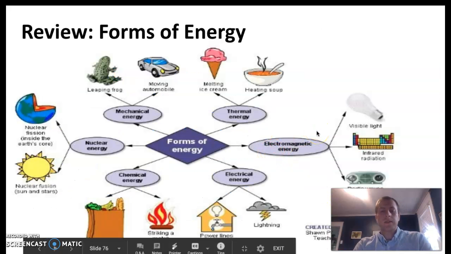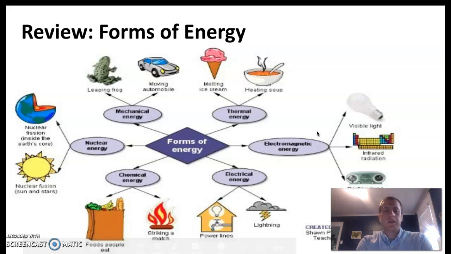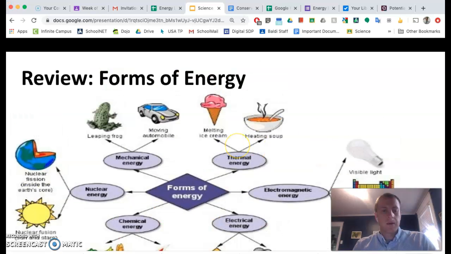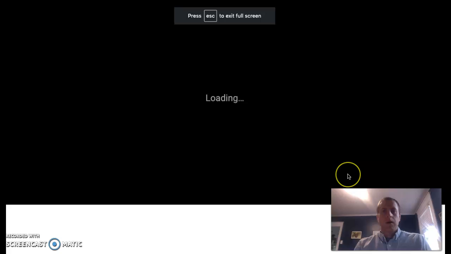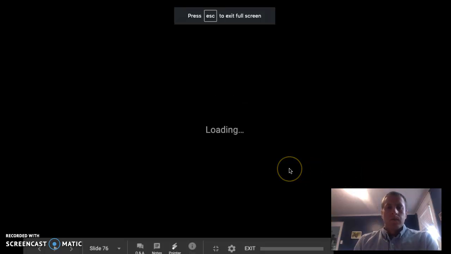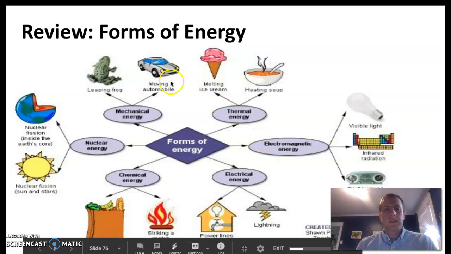Just before we get into talking about how energy can be transformed, I want to review the forms of energy real quick. Check my time here. Okay, yeah, we should have enough time to talk about this. Forms of energy, we talked about a couple. These are six here: thermal, mechanical, nuclear, chemical, and electrical.